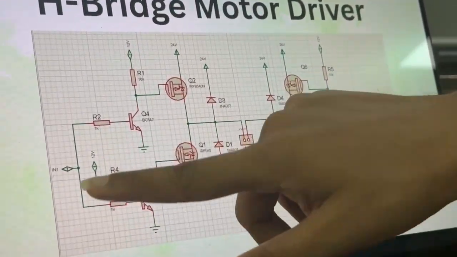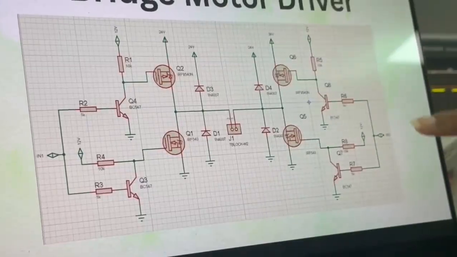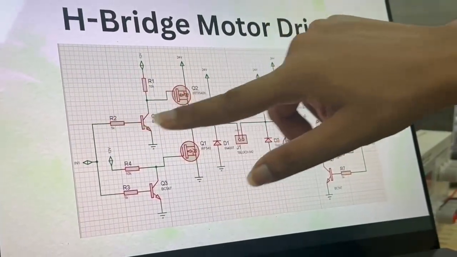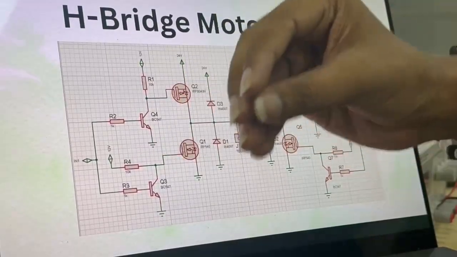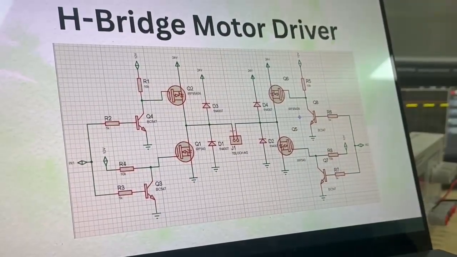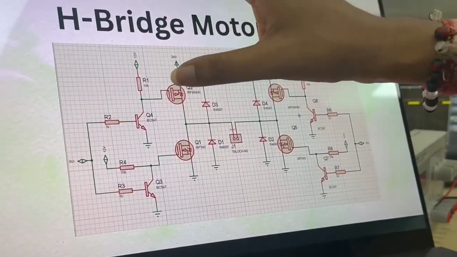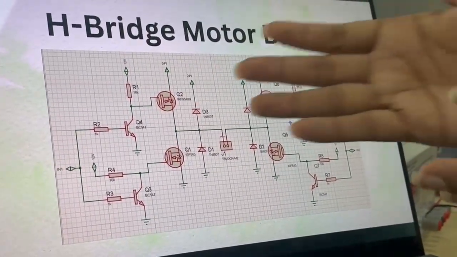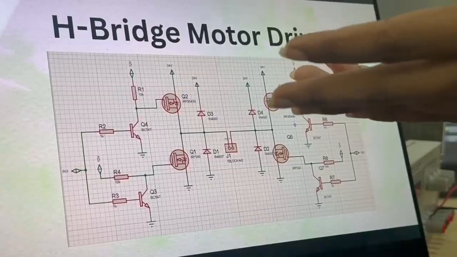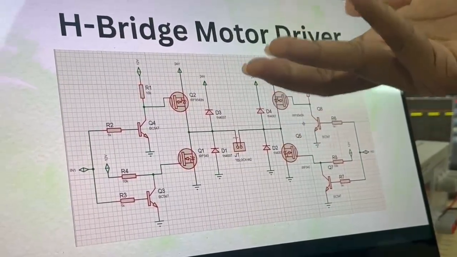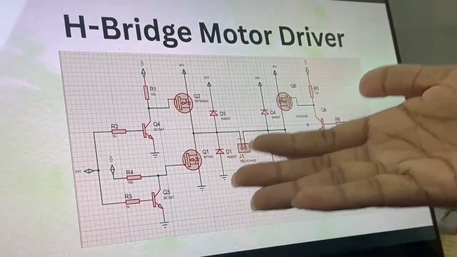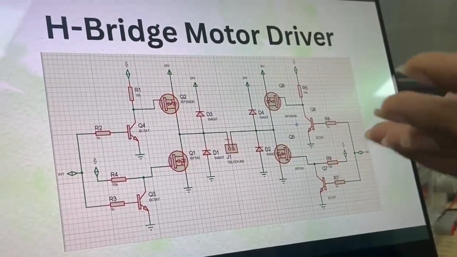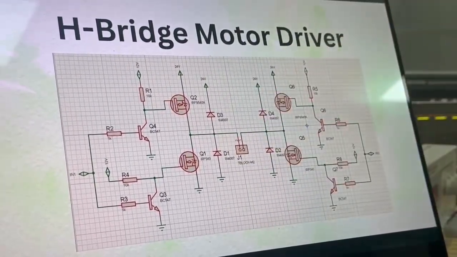Here we can see that the inputs are given through input 1 and input 2, and after that the amplifiers amplify them with a certain gain. Then there are a PMOS, NMOS, PMOS and NMOS. The PMOS switches on when it gets a low input, while the NMOS turns off. Similarly, the NMOS switches on with a high input and the PMOS turns off.